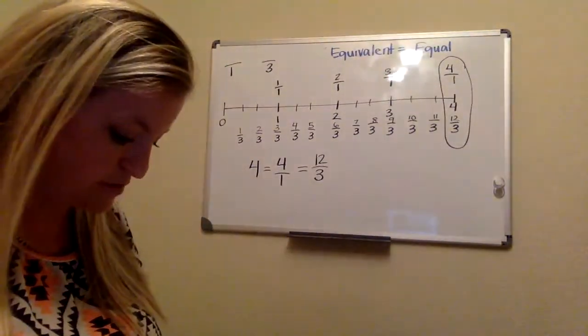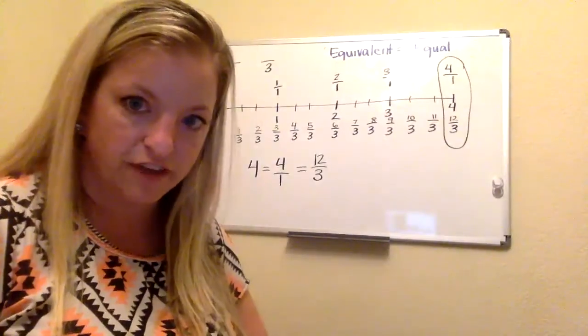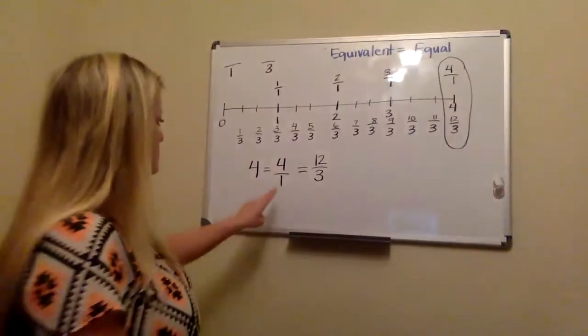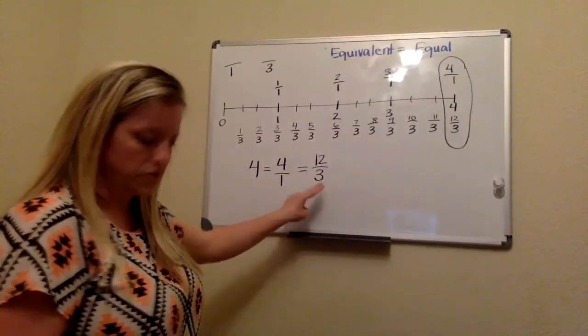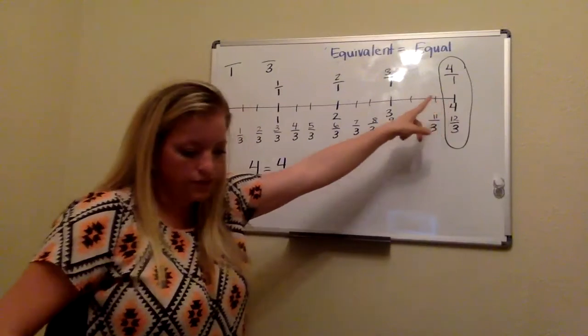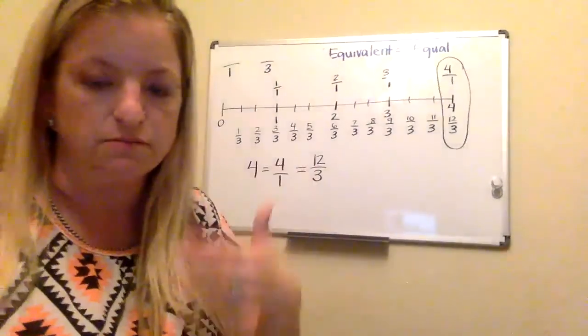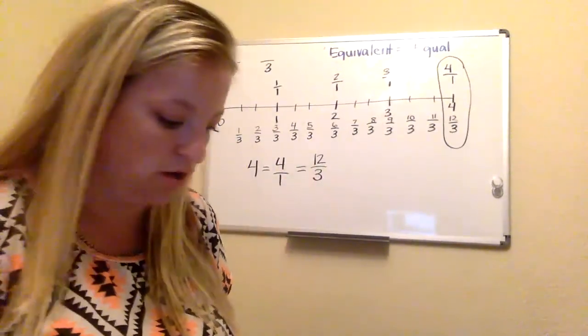But that's where you have to be little word detectives and find those clues where it talks about, write 2 fractions equivalent to 4, and they have to have the denominators of 1 and 3. So just take it in baby steps. It's okay to start small.